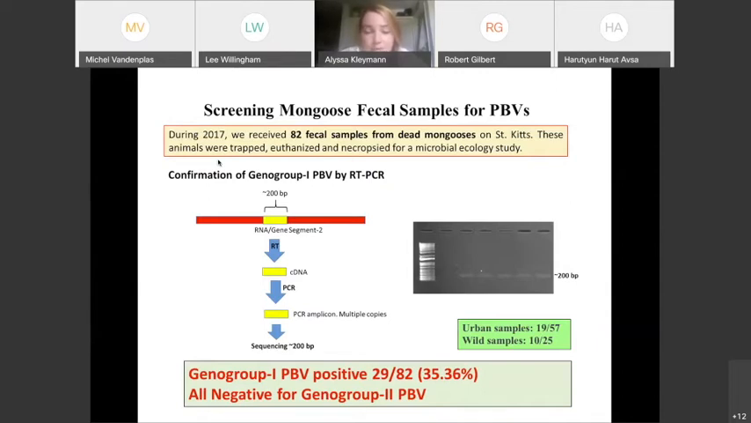For our samples, all positive fecal samples were positive for genogroup 1 PBVs at a detection rate of 35.36%, and all were negative for genogroup 2 PBVs. Out of the positive samples, 19 of 57 were from the urban trapping sites, and 10 out of 25 were positive for genogroup 1 PBVs at the wild trapping sites.